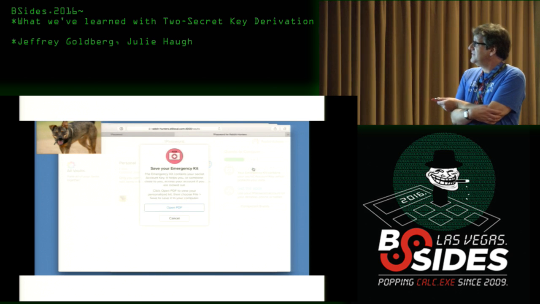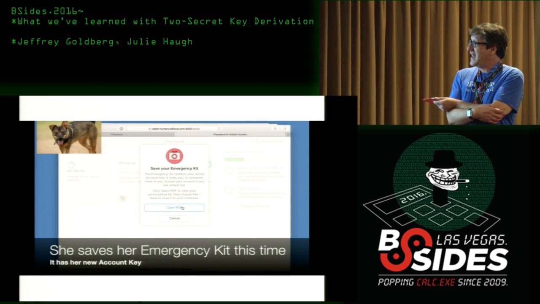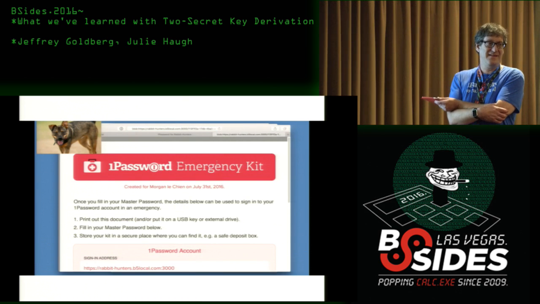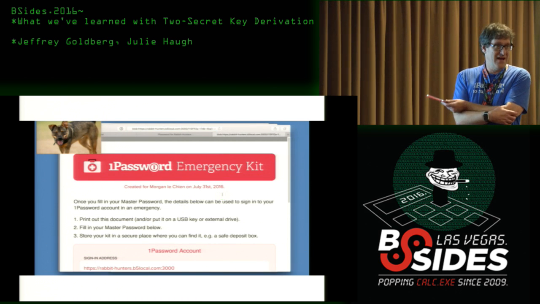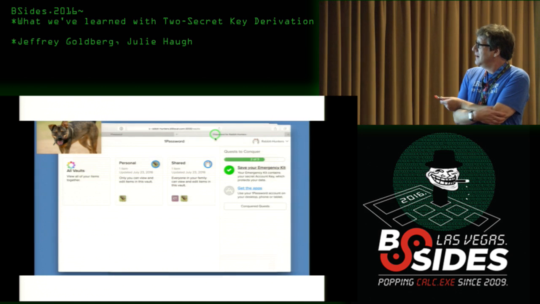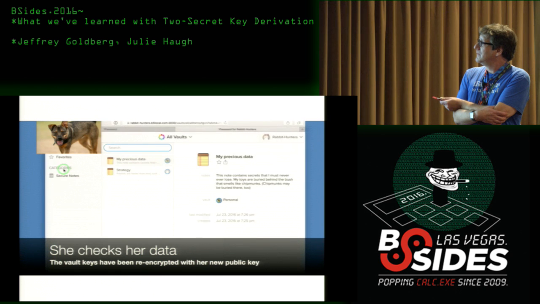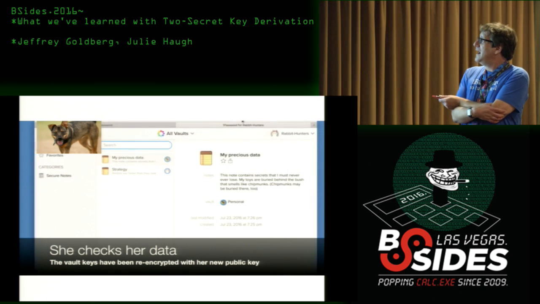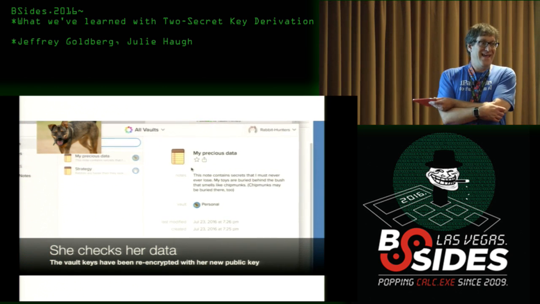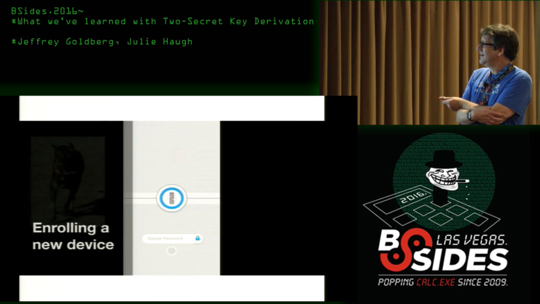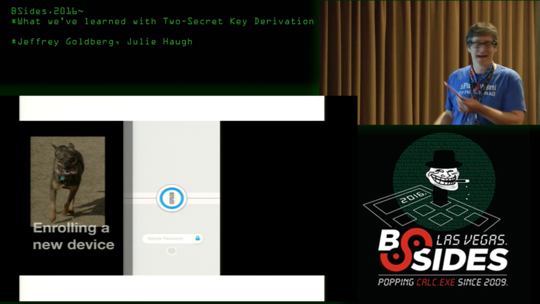Now, one of these things with these emergency kits and these account keys is it's actually the user's responsibility to get the account key from client to client. Does that have to be done out of band? It's not handled by us. It's what the QR code is for. So they can either manually type it in.